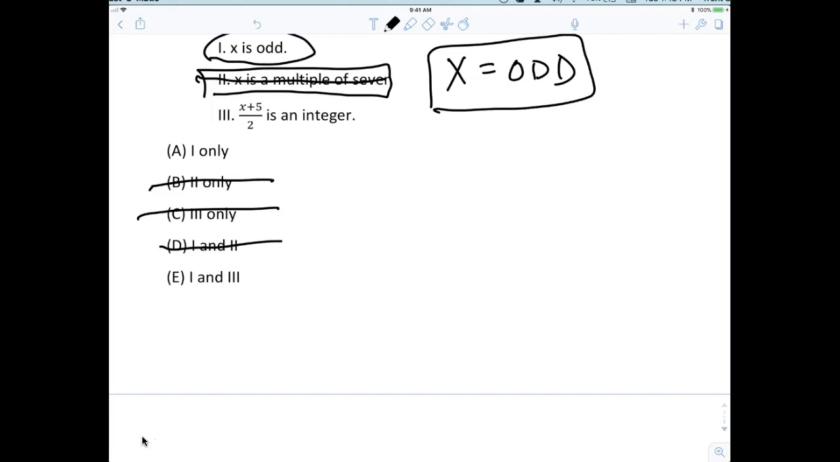So that makes sense now, right? So is x plus 5 divided by 2 an integer? Yes. Why? Because if you add two odd numbers, it's always an even number divided by 2. You're brilliant. That's the best explanation right there. Because when we know x has to be odd, if I take an odd and add an odd, I get an even. That's a great explanation.